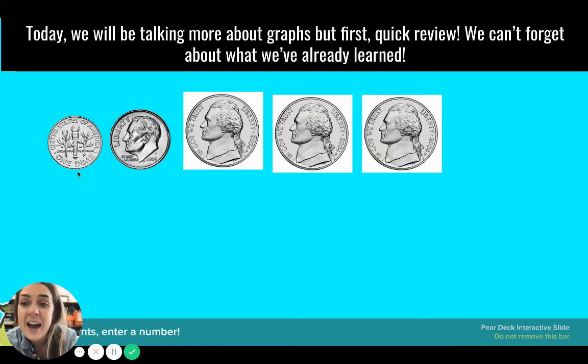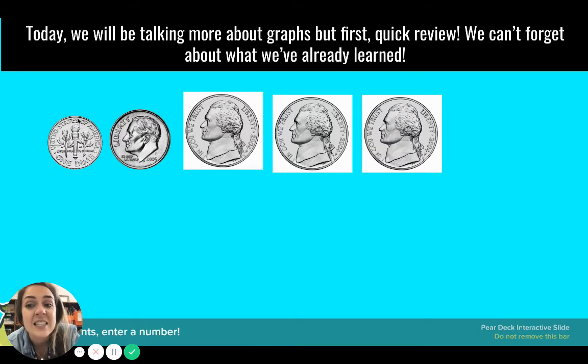So here we go. I see 2 dimes and 3 nickels. So I know that I need to count by tens and fives. So I'm going to give you a minute and I want you to try to figure out the value of this page. What is the value of these coins? Do you have it in your head? All right, now we're going to count together.